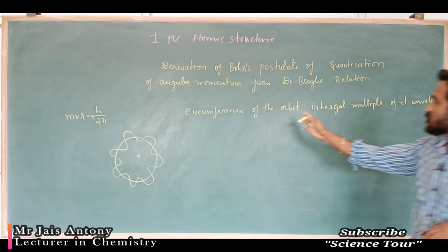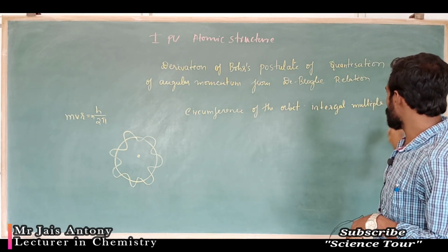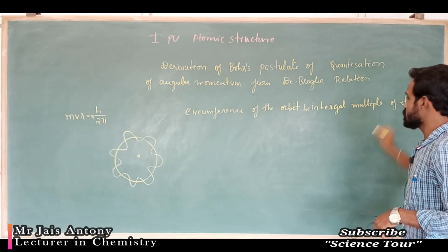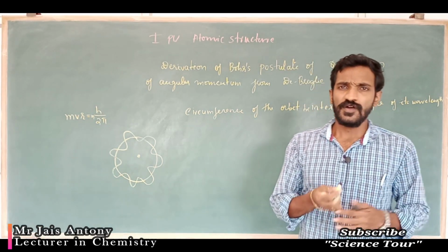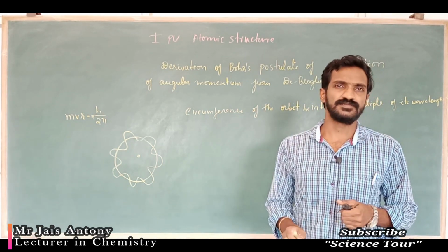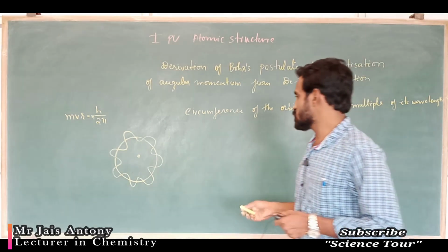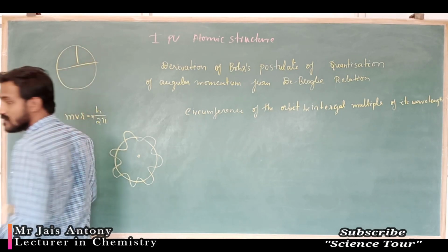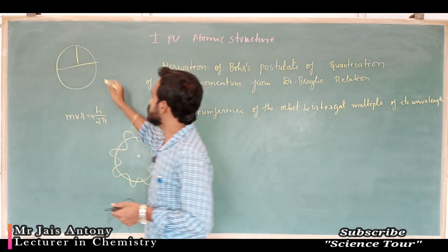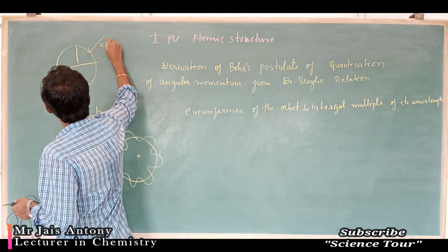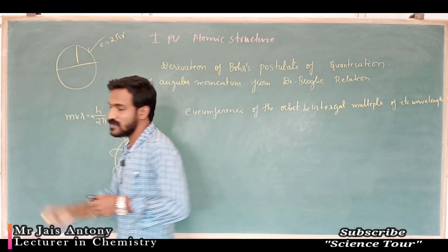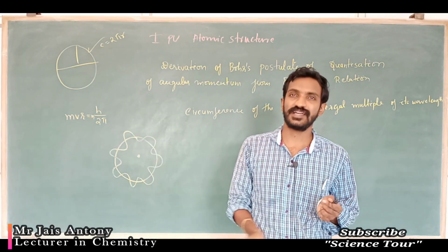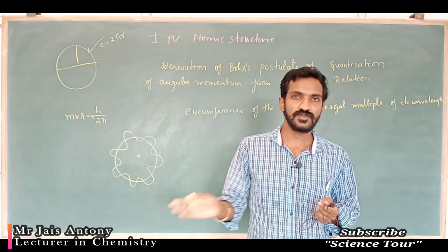My dear students, the circumference of the orbit is an integral multiple of its wavelength. It's given actually. What can you understand by this? That is important. Circumference, you know that, correct? This is circumference, C = 2πr, the circumference of a circle, the total space.